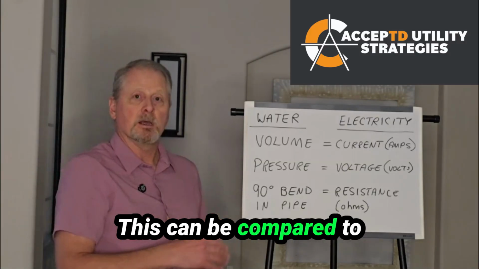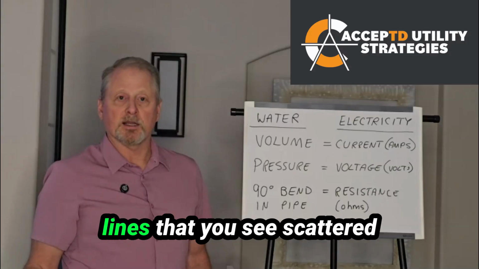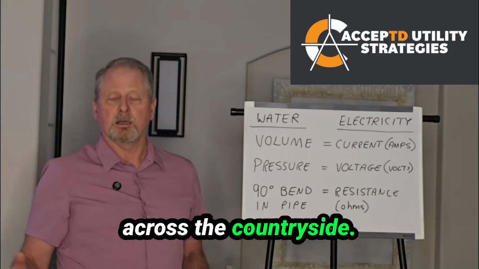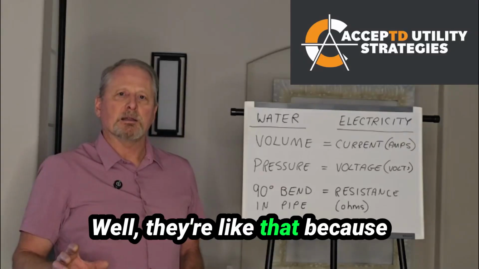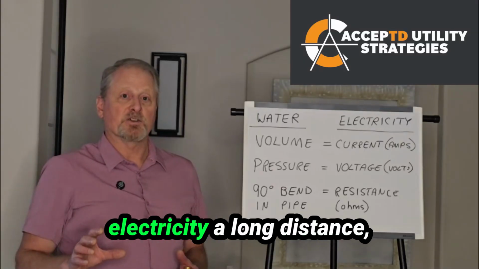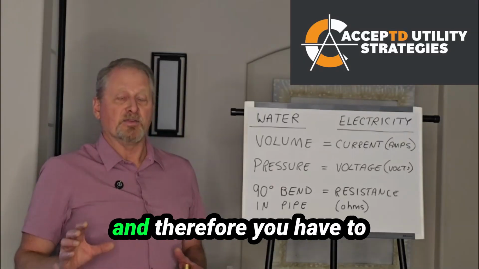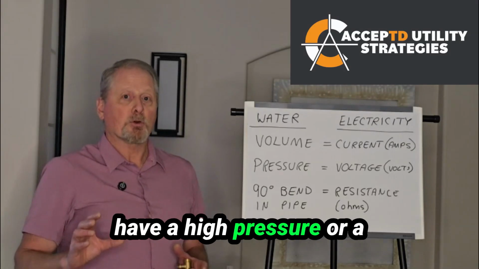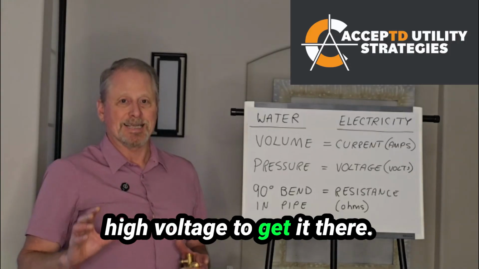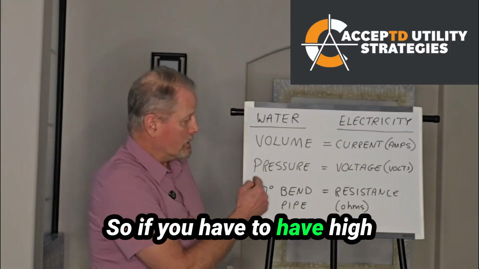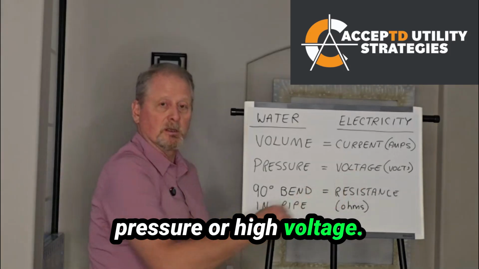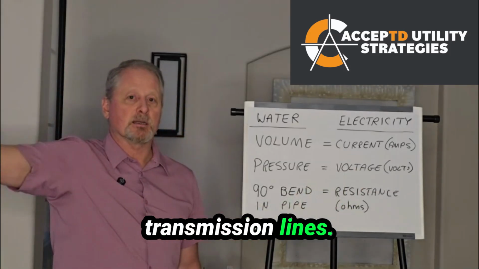This can be compared to high voltage transmission lines that you see scattered across the countryside. Big steel towers with wires on top of them. Well, they're like that because they have to move that electricity a long distance, and therefore you have to have a high pressure or a high voltage to get it there. So if you have to have high pressure or high voltage, that's those large transmission lines.